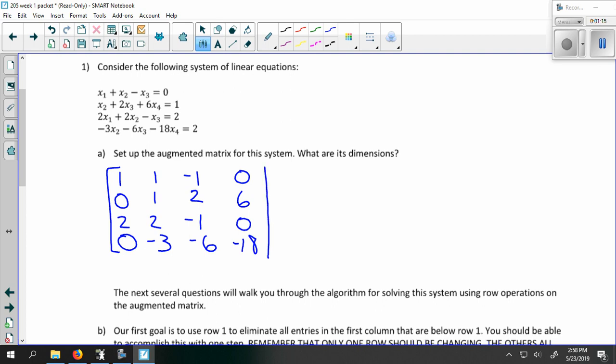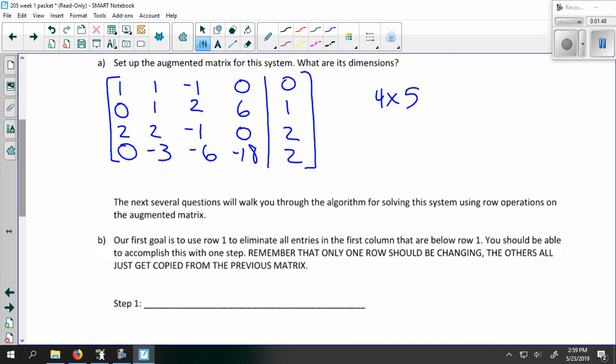And then I'm going to augment. They put a vertical line there for the augmentation. And after that, I'm going to put what each equation equals. The constants all go on the right, so this is going to be 0, 1, 2, 2. So that's my augmented matrix, and it has 4 rows by 5 columns. So its dimensions are 4 by 5, 4 rows, 5 columns.